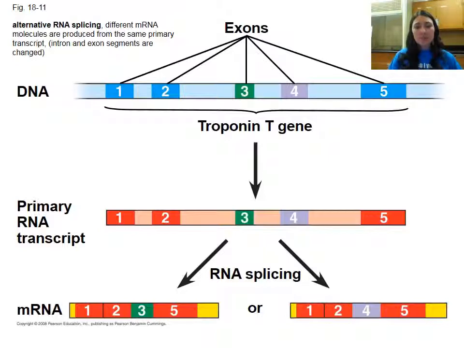So here's our primary RNA transcript. We have segments 1, 2, 3, 4, and 5. Here I can see that 4 was read as an intervening sequence and was removed, and only 1, 2, 3, and 5 were considered exons or expressed regions. In this example, I see that 3 was read as an intervening sequence, so it was removed, and 1, 2, 4, and 5 were considered exons or expressed regions. So now we have different bases in our mRNA, which are going to code for different protein products. So we can read that same gene multiple ways.